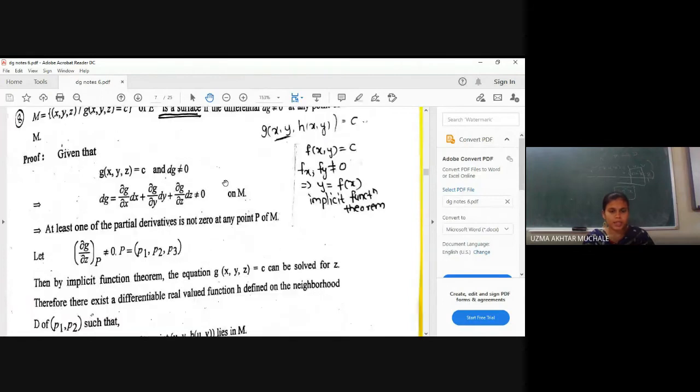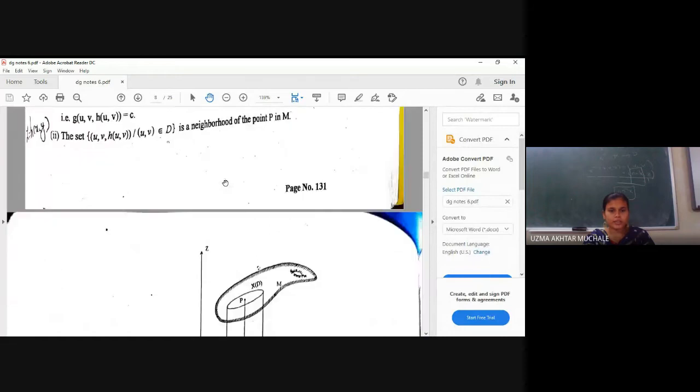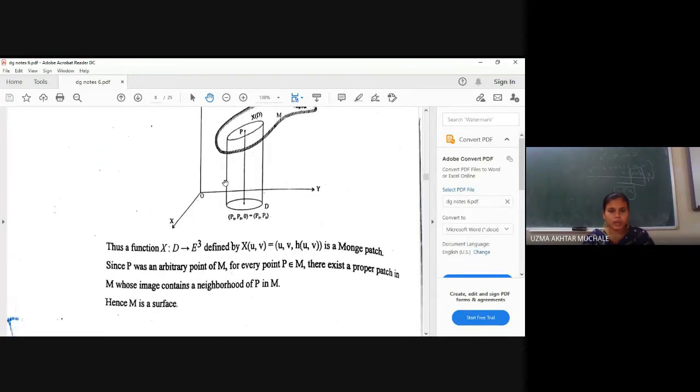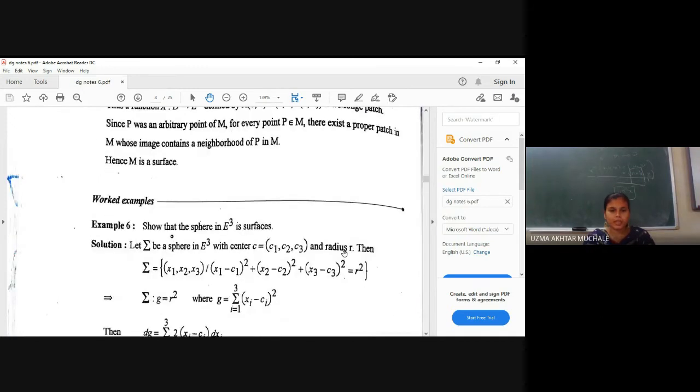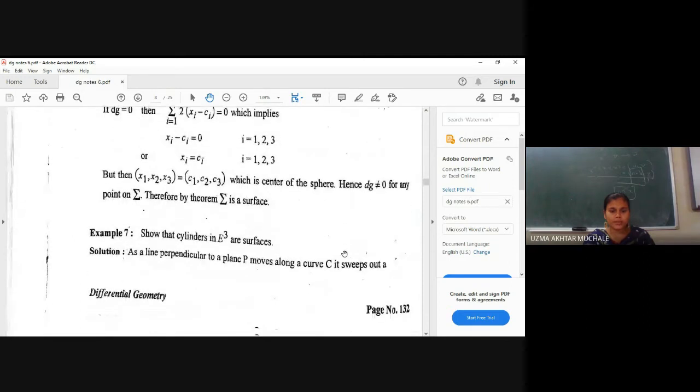Next, we have seen one theorem, that is if dg is not equal to 0, it is equivalent to go for the definition of a surface. Okay, for every point in the xy plane, you can find out the point in the surface M with the help of this (u, v, f(u,v)), and the third variable is a function of first two variables. So it will be a Monge patch. As it is a Monge patch, so it is a proper patch. What is a Monge patch? It is a proper patch whose third variable is nothing but a combination of the first two, or rather it is a function of first two variables. Okay, we have gone for the example of a sphere.